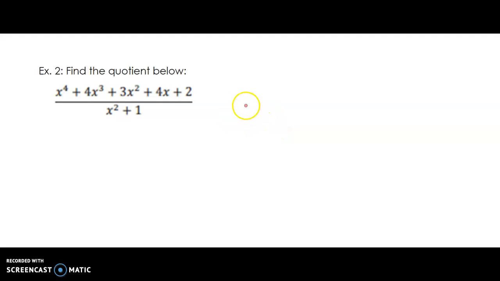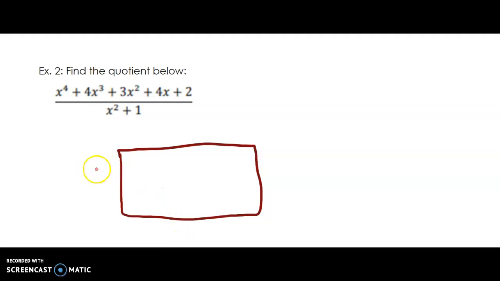Again, my first step is to draw my area model. I'm going to throw my factor that I do know on one side of my area model, so x squared plus 1. It's going to give me 2 rows. And I want you to tell me what is going to go in this top left box. Hopefully you're able to tell me that x to the 4th is going to go in this top left box because it's the first term in our polynomial here.